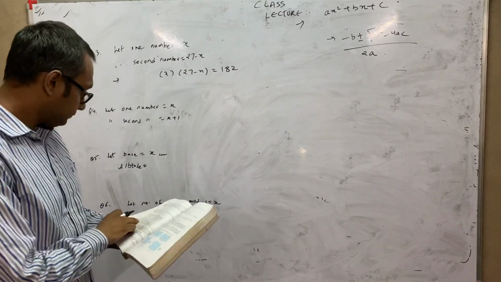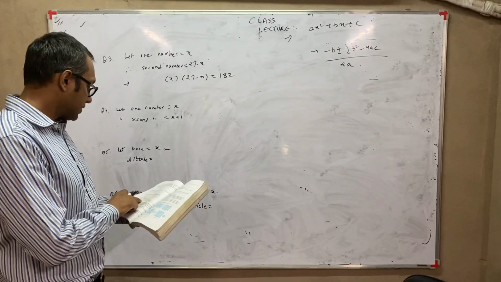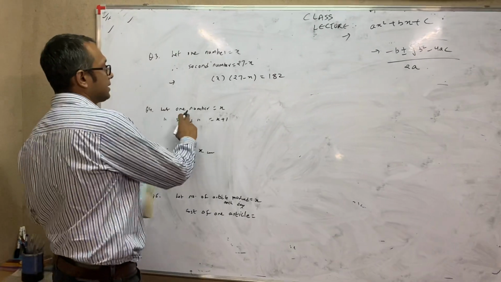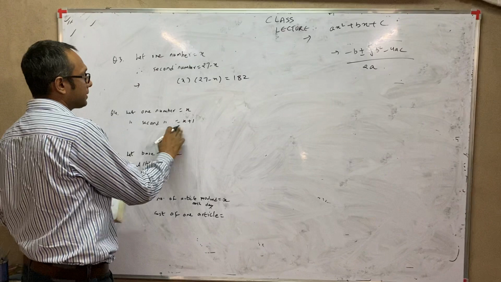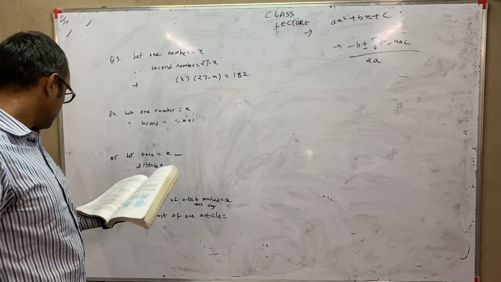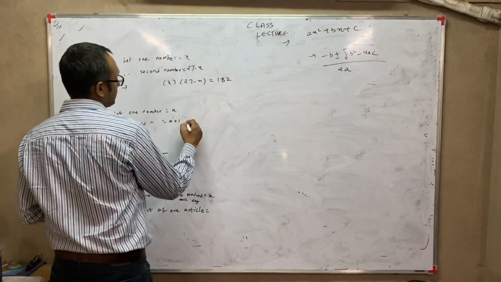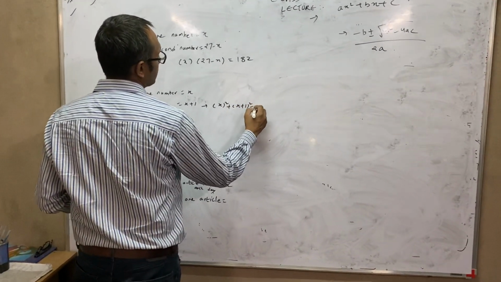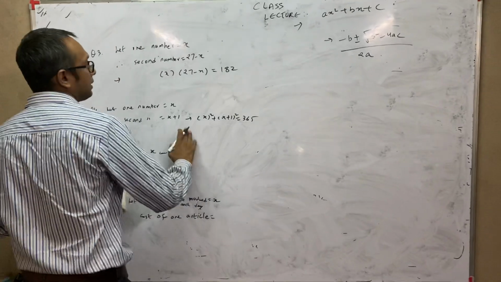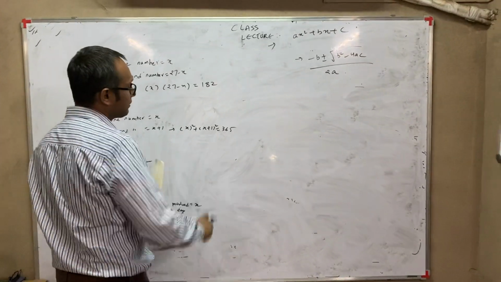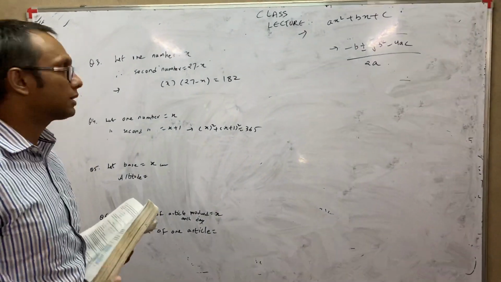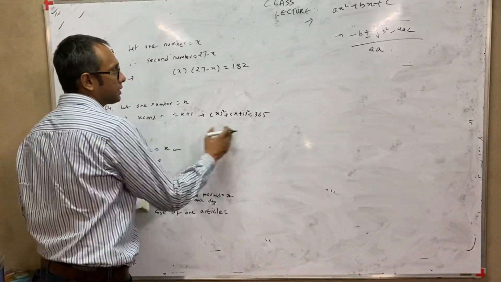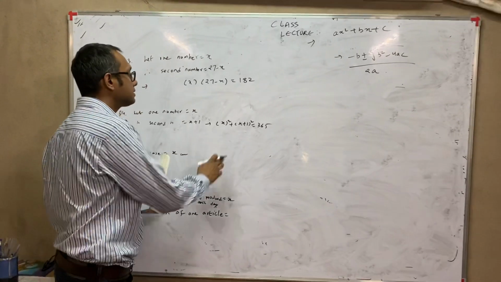Question number 4. Find two consecutive positive integers, sum of whose squares is 365. Let one number be x, the next consecutive number will be x plus 1, and now sum of whose squares, so x square plus (x plus 1) square is equal to 365. Again, remember when you do x plus 1 whole square, a plus b whole square, so a square plus 2ab plus b square. Again you will make the equation, bring 365 on this side and solve the sum.